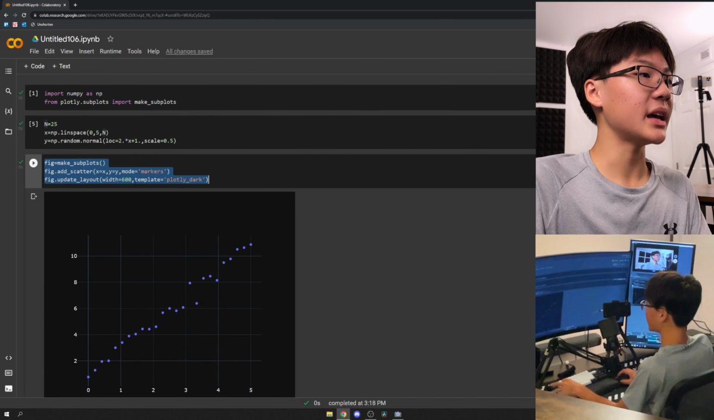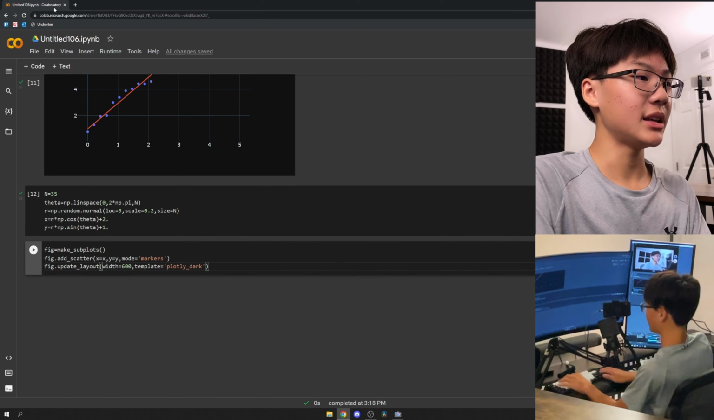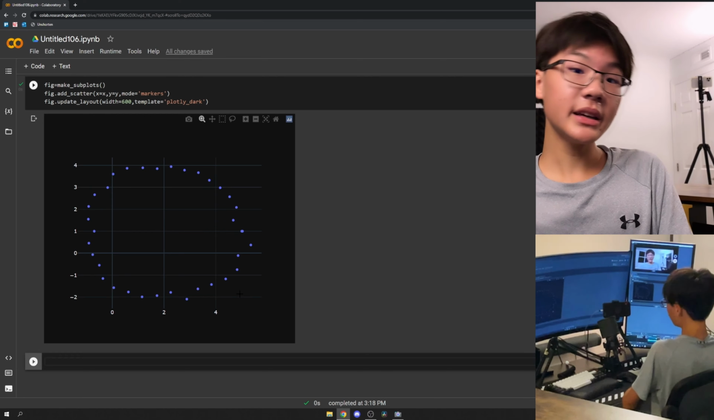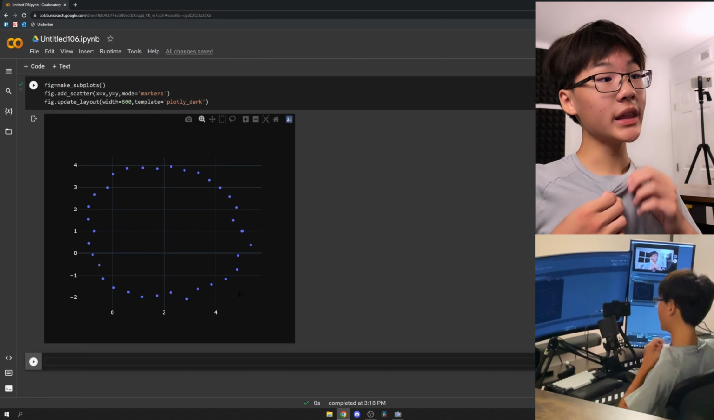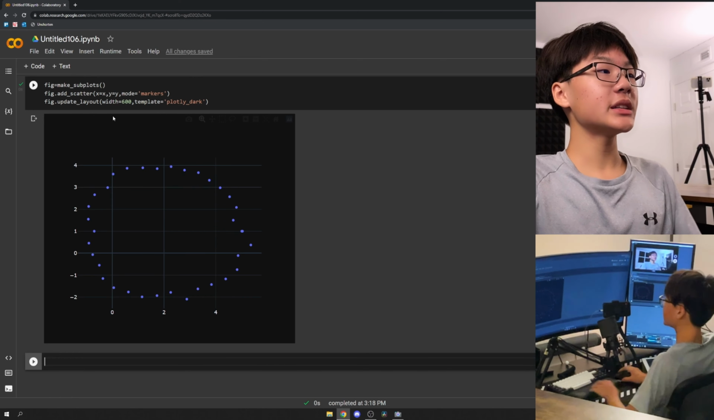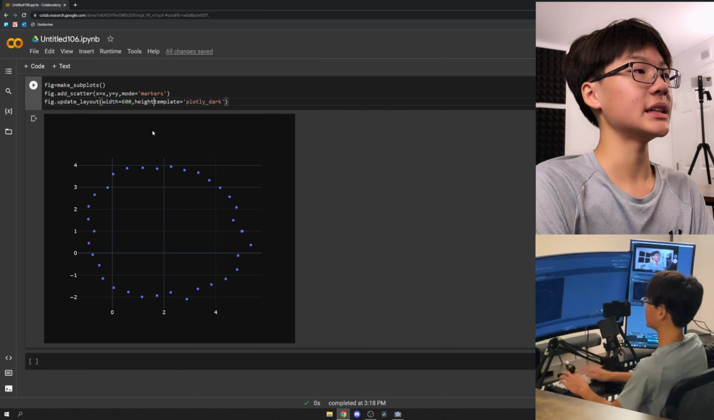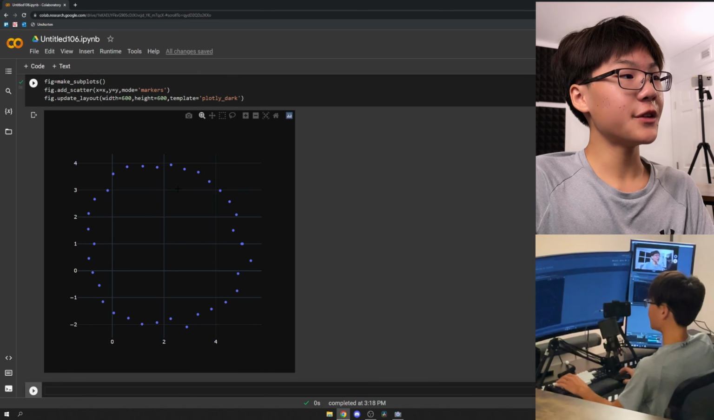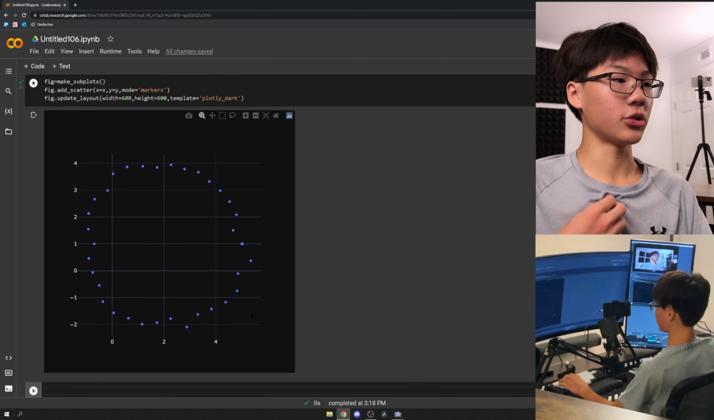So we could just copy and paste this plot from up here down here and shift enter. Now you notice that it looks a little bit funky, and the reasoning behind this is because the width and the height are different. So we can set them to be the same. So height is going to be equal to 600. There we go. So now we have some data points that resemble a circle better.